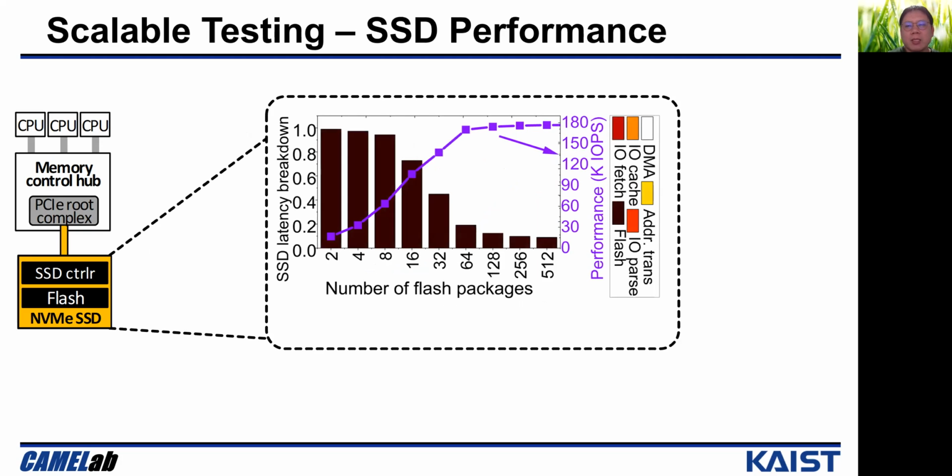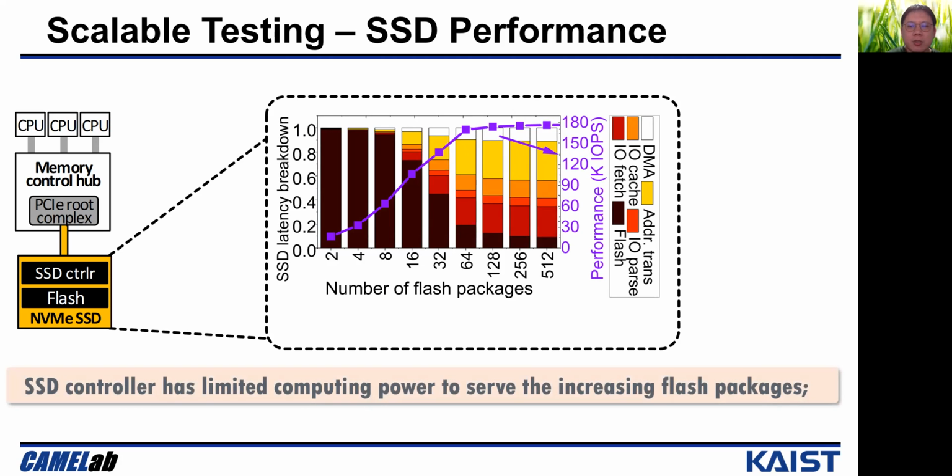To figure out the root cause of the performance degradation, we analyze the SSD latency breakdown. As you can see from the figure, the flash access latency actually accounts for only 15% of the total SSD access latency when we increase the number of packages to 256. The remaining 85% of the SSD latency actually comes from the SSD firmware. The SSD firmware includes the DMA, address translation, IO fetching, parsing, and caching. This is because the SSD controller has limited computation power to serve the increasing flash packages.